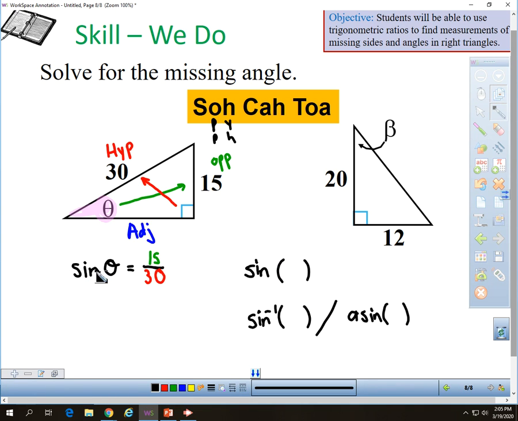If I were to apply the inverse to this sine, they would cancel out and leave me theta equals, on the other side, I have to use the inverse of the sine function with this fraction going in the parentheses, because we're trying to find the arcsine of this fraction. So theta equals, we're going to use a calculator to find the inverse of 15 over 30.